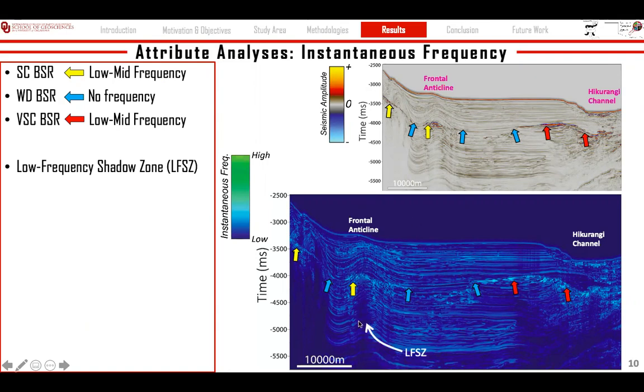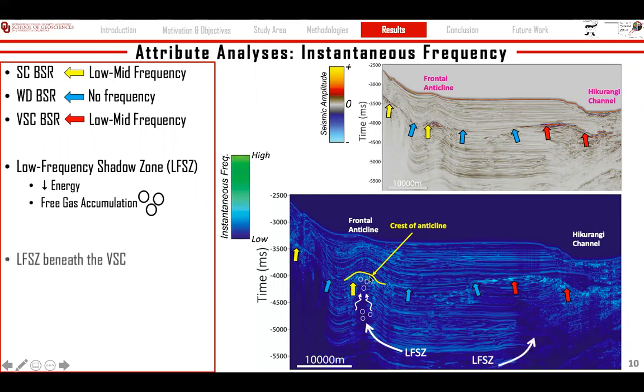Additionally, we interpret a feature known as a low frequency shadow zone, which is a result of the decay of energy of the propagating wave due to the accumulation of free gas, which will attenuate the seismic signal, resulting in this low frequency shadow zone. We therefore interpret the accumulation of free gas from the faults and fractures, as interpreted in previous studies, beneath this anticlinal feature, where the crest of the dome anticline will most likely act as a seal to the accumulation and migration of the free gas.